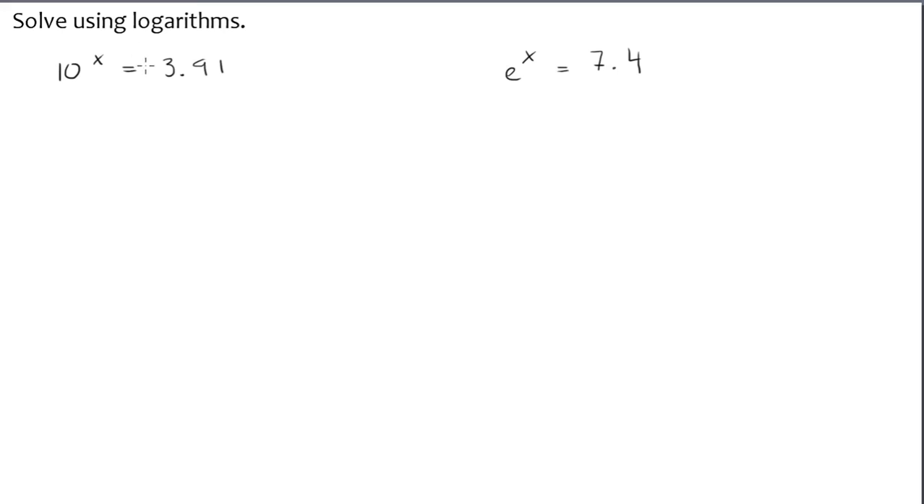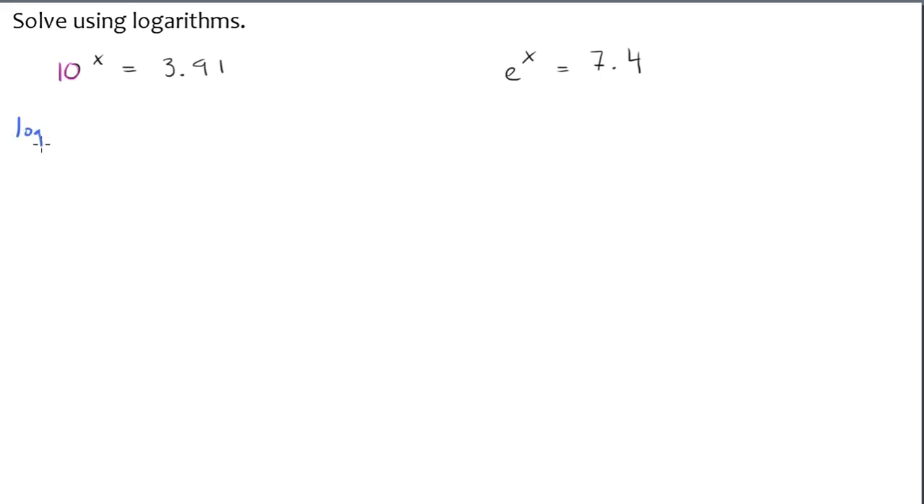In this video, we're going to keep solving exponential equations, but instead of getting a common base, we're going to solve these exponential equations using logarithms. So, I have 10 to the x is equal to 3.91. The base right here is 10. So I'm going to take a log base 10 on both sides.